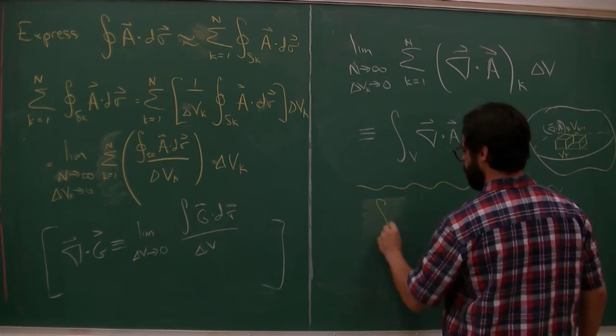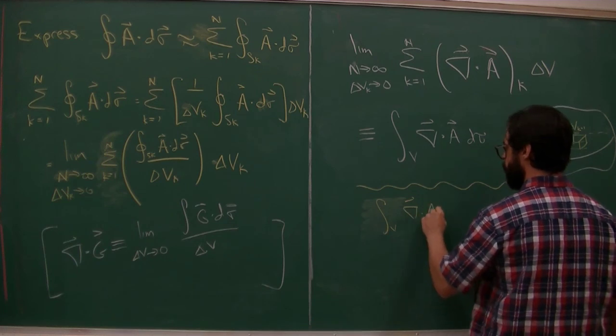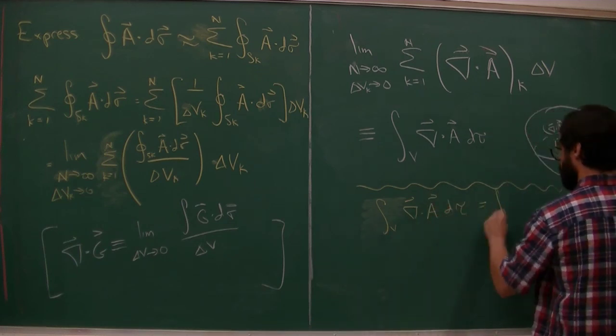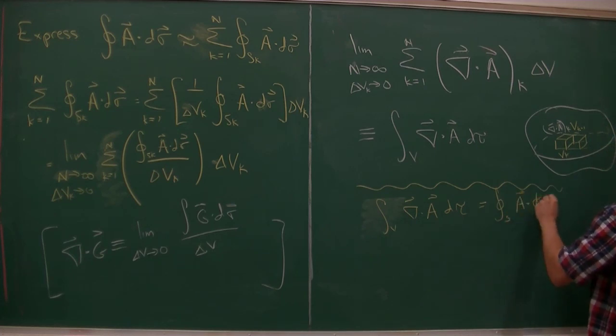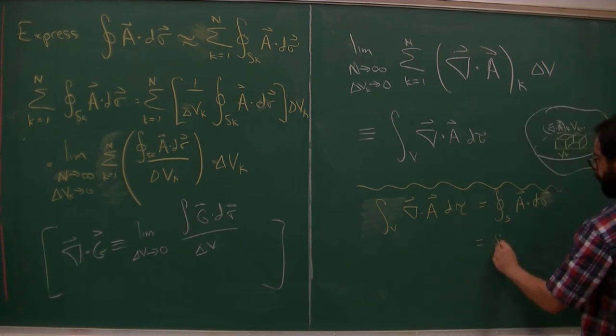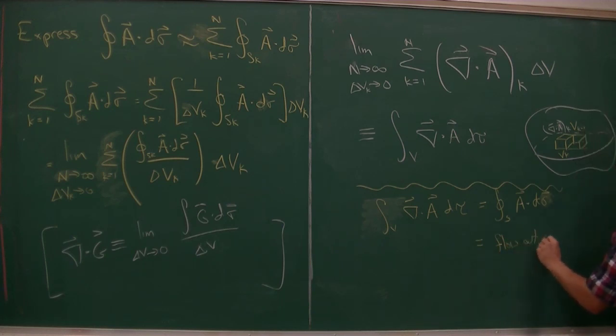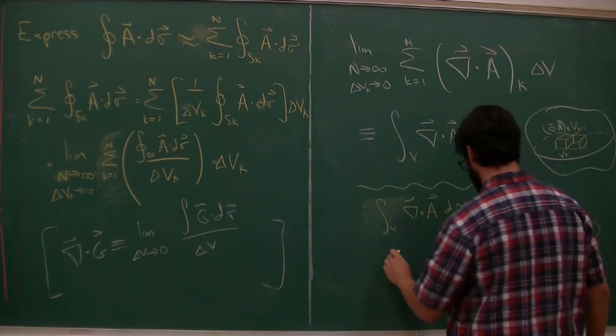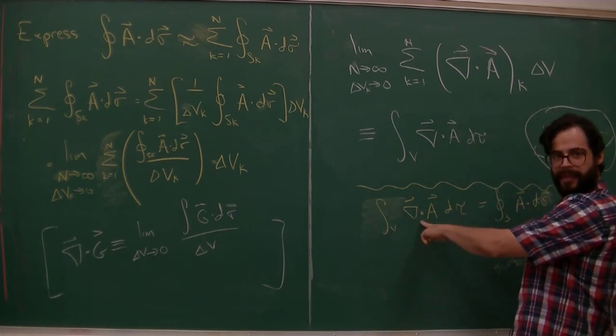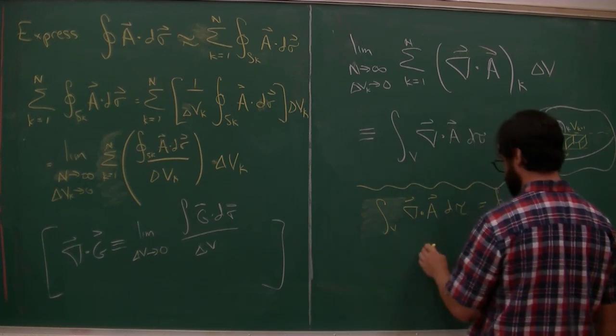I'll write it the way I said it. So this is the flow out of or into the surface, and this is the sum of all of the spreading out sources or sinks within the surface. So remember what the divergence means. It tells you I have a source or a sink, if it's positive or negative.